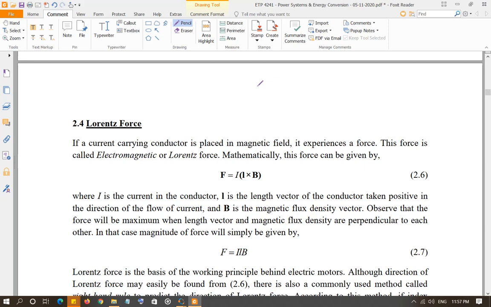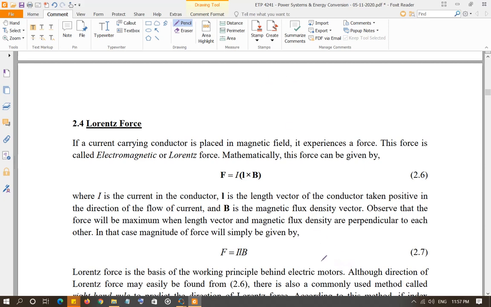So again, what is the Lorentz force? Anytime a coil is placed in a magnetic field and the coil is carrying electric current, a force acts on the coil, which will try to rotate the coil about an axis if it is free to rotate, or in general try to move the coil. This force is called the Lorentz force, and that's the basis of electrical motors.